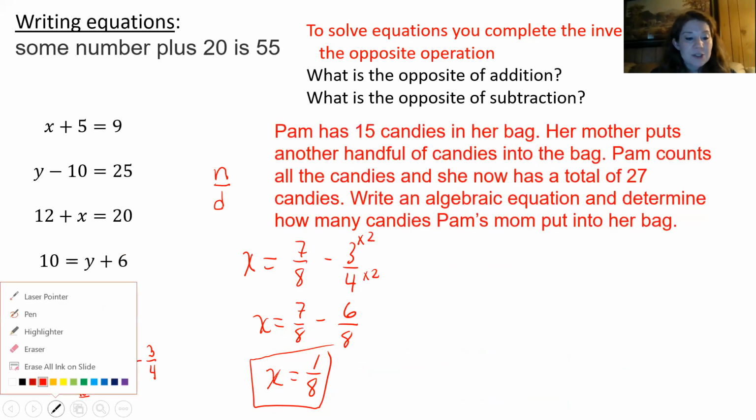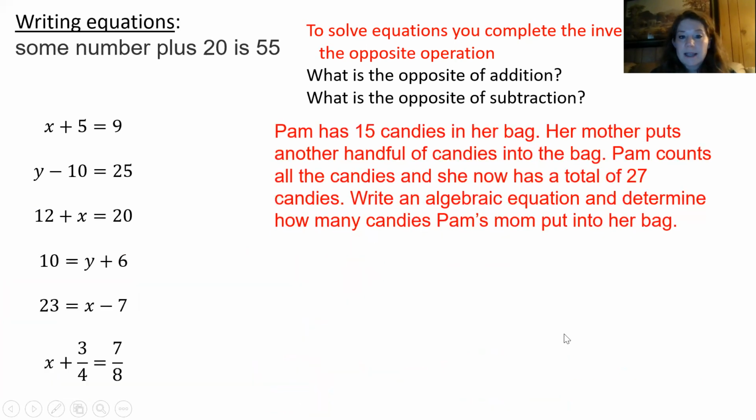All right, let's look at these two last problems and we'll be done. Pam has 15 candies in her bag. Her mother puts another handful of candies into the bag. Pam counts all the candies and now she has a total of 27. Write an algebraic equation, that means an equal sign, to determine how many candies Pam's mom put into the bag.